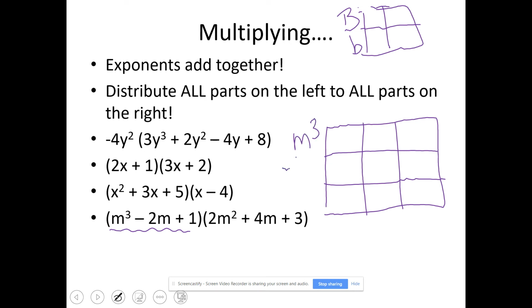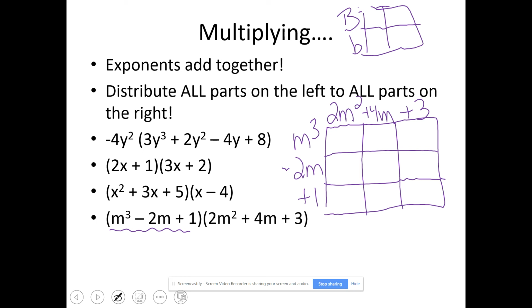So I have m cubed minus 2m plus 1, 2m squared plus 4m plus 3. And again, I'm showing you these because probably the most missed thing on multiplying is we forget to multiply every part on the left by every part on the right. If I'm using this Punnett square, this box, to multiply, every box has to be filled. And if I've done that, then I've multiplied everything on the left by everything on the right.